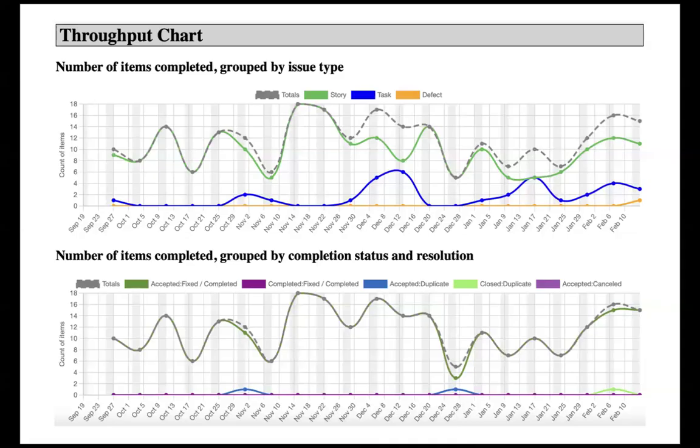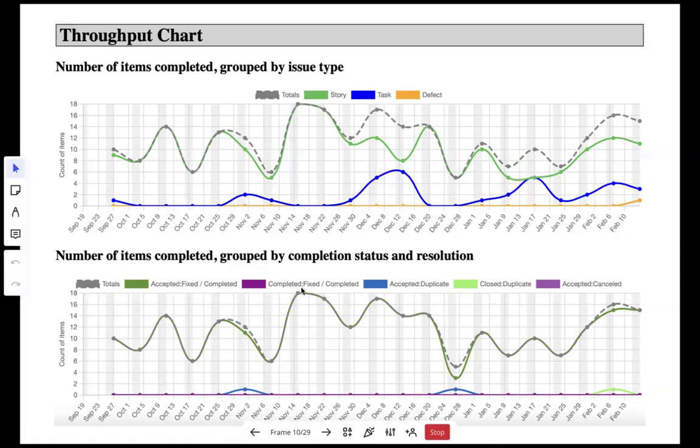The bottom chart tells us how we closed off the work. In some cases, every team closes them off the same way, and in other cases, they don't. This particular team that we're looking at had multiple different ways of closing off tickets. So we might say, well, some things are marked as fixed, completed.